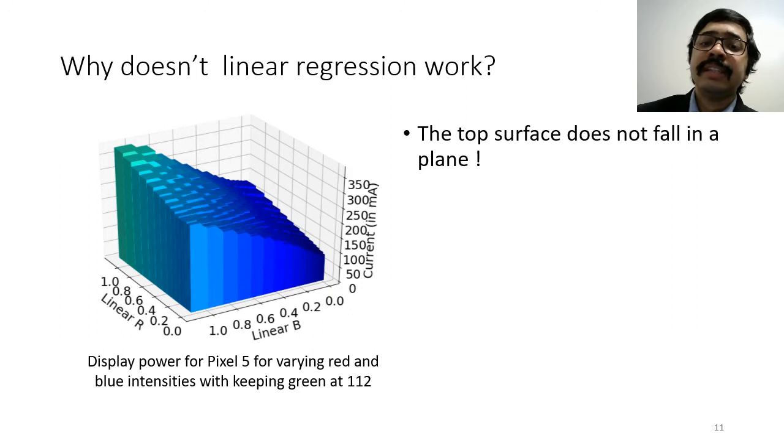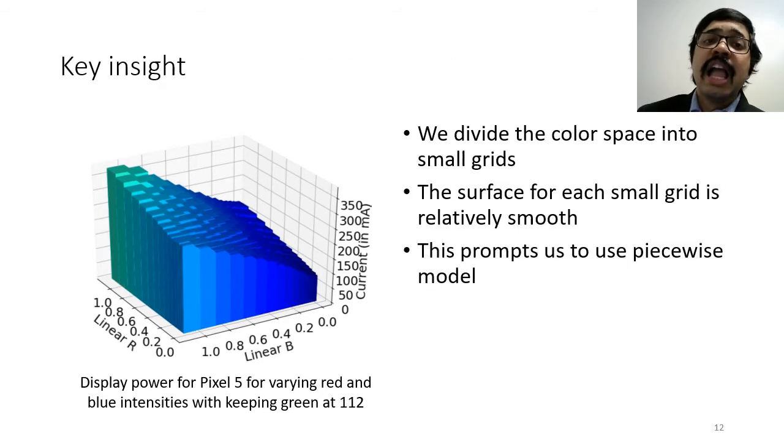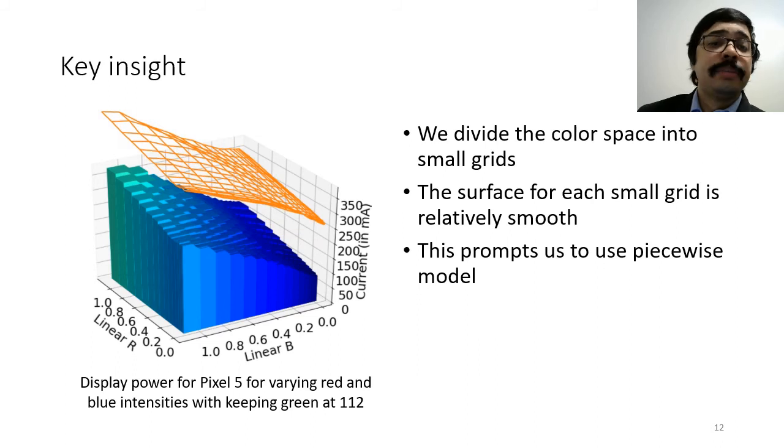Although the top surface is not flat, let us see if we could consider it to be a reasonably smooth surface. Let's divide the top surface into grids, shown by the orange mesh. Doing so, we observe the surface for the individual small grids to be relatively smooth as shown by the green surface on the top left grid.